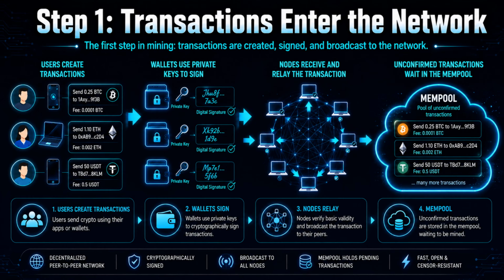After the transaction is signed, it is broadcast to nearby blockchain nodes. Each node performs basic checks and then relays the transaction to other connected nodes. Because blockchain networks are peer-to-peer systems, there is no single central server responsible for distributing the transaction. Instead, the transaction spreads across the network from node to node.